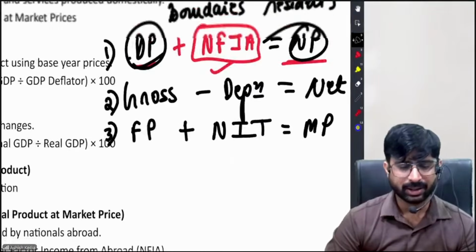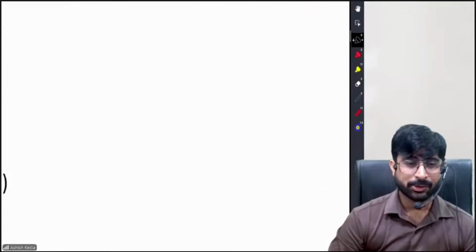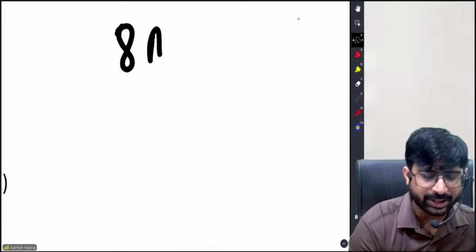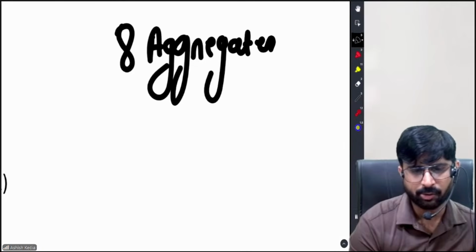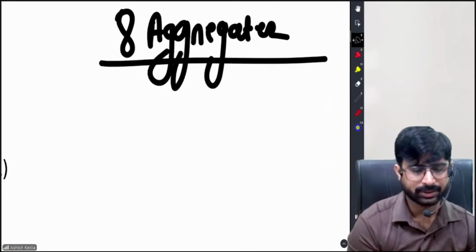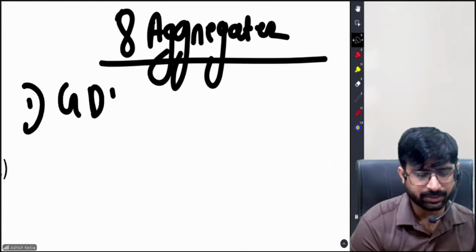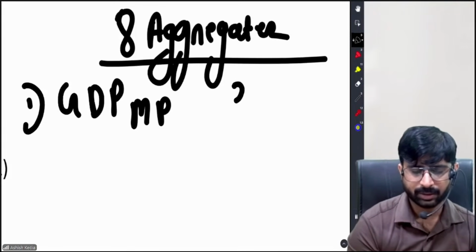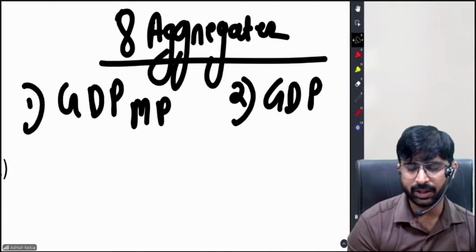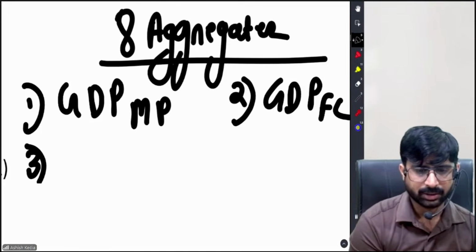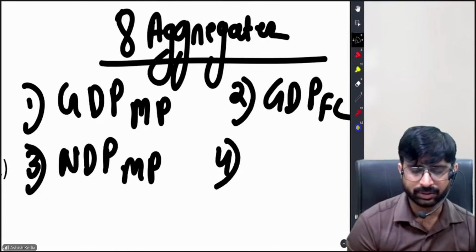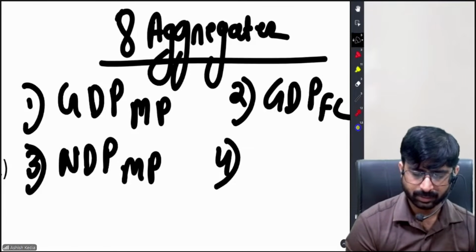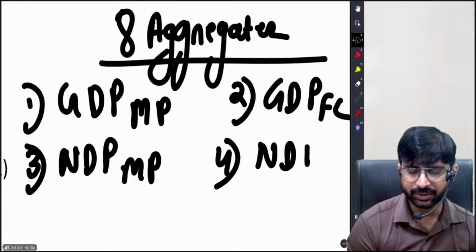Three points have been done, class. Now, do you know you have studied 8 aggregates? Sir, how so? You can write it down along with me. Number one is GDP at MP. Number two is GDP at FC. Number three is NDP at MP. Number four is NDP at FC.